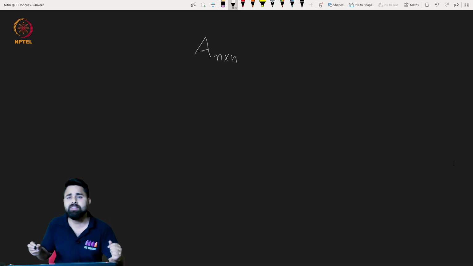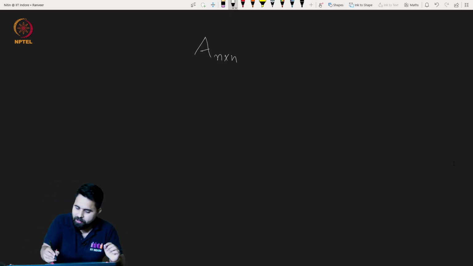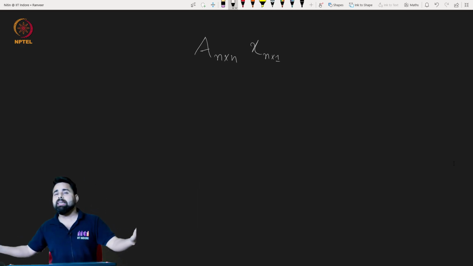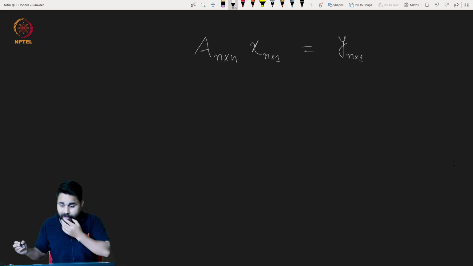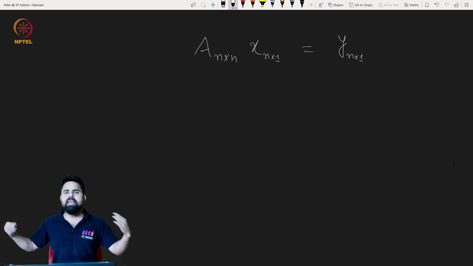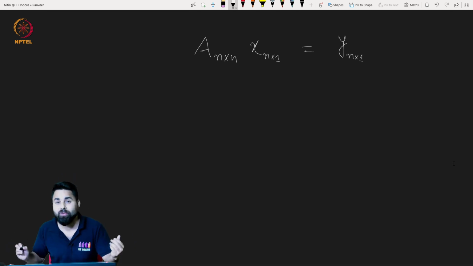What happens when we multiply this matrix with a vector? Suppose I take a column vector x. What will be the output? The output will be another vector, suppose I call it y, whose size will be the same as the size of x. And you keep on multiplying different x, you will keep on getting different y's.